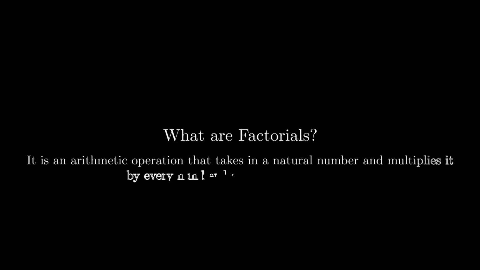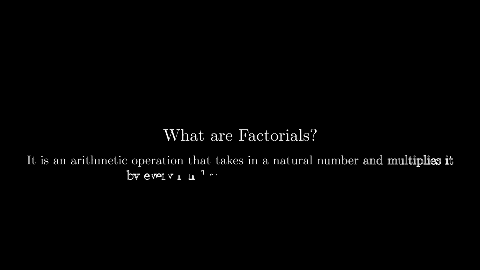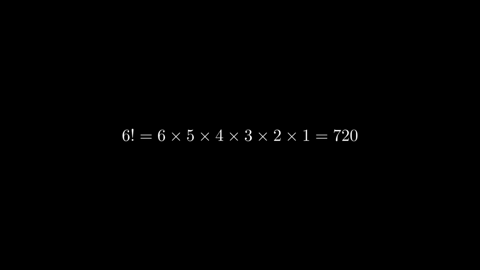What are factorials? They're an arithmetic operation that takes in a natural number and multiplies it by every number before it, stopping at 1. For example, let's say you want to calculate 6 factorial. You're going to multiply 6 by every number before it, stopping at 1. That's going to be 6 times 5 times 4 times 3 times 2 times 1. This comes out to 720.